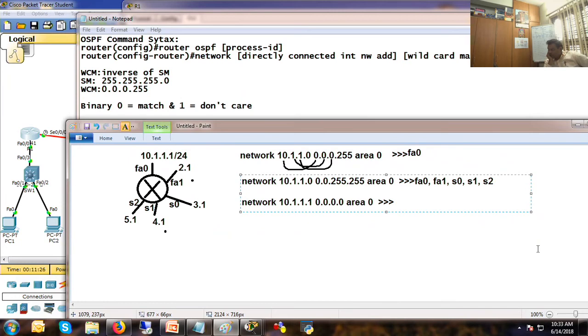No, it's not all. Why? Because there is no match. Tell me the IP address of FA0. 10.1.1.1. All 32 bits have to exactly match. Yes, that interface will be added. Now tell me which interface is having 10.1.1.1. FA0. Are you understanding? Which interface will be added? FA0. Now if I give here 5.1, exactly 5.1, which interface? S2.